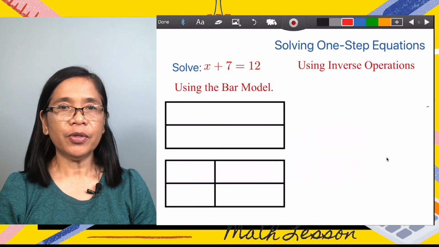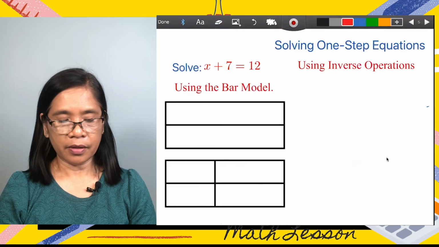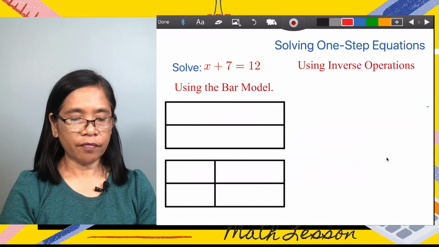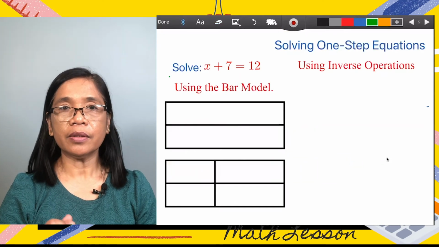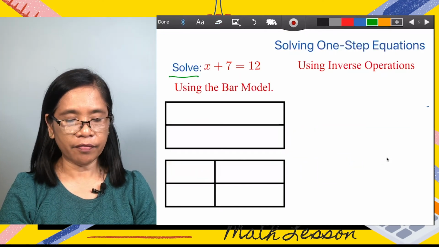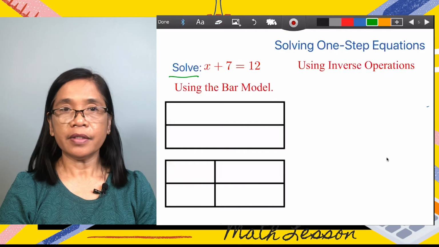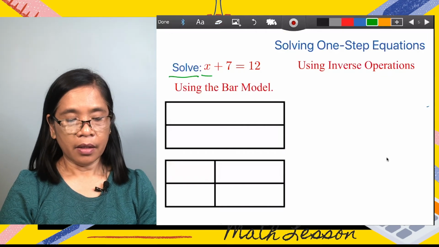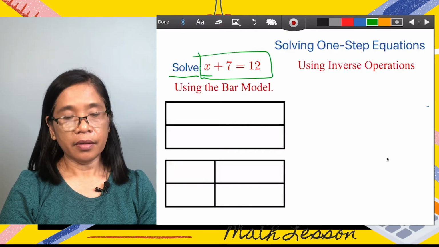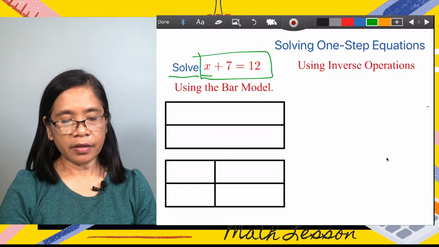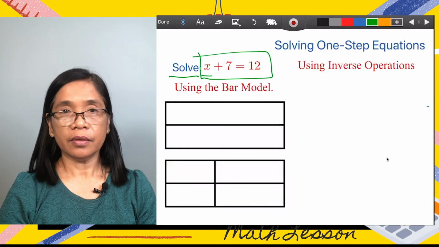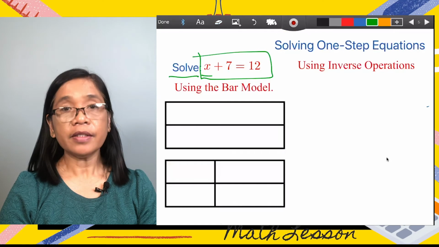Now I'm going to model to you how to solve one-step equations. So when we are asked to solve an equation, we're actually finding the value of the variable, whether it's x, y, or z, that will make this equation statement true. So let's start by using inverse operations.